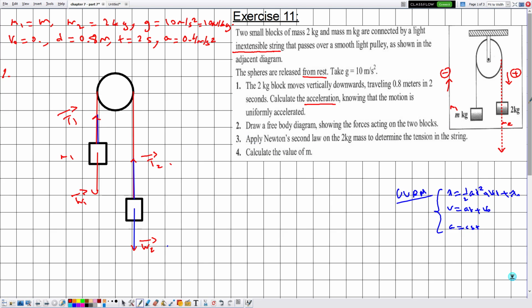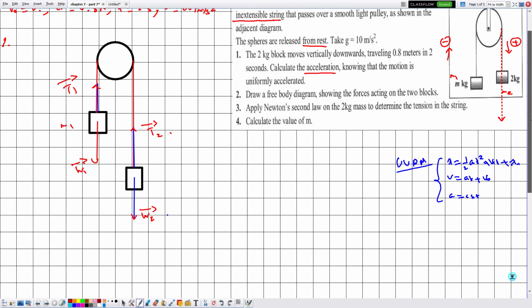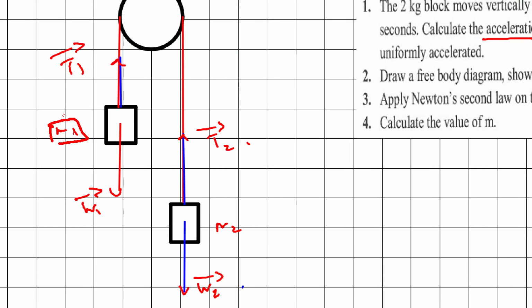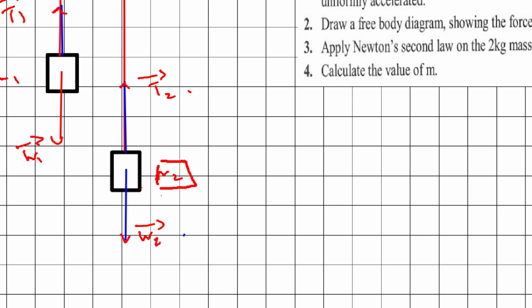Now they are telling me to apply Newton's second law to determine the tension in the string. In this case, because we know the acceleration of both, A, is equal to 0.4 meter per second square, we can apply Newton's second law for any of the blocks. But notice that we don't know the value of M1. So here we have two unknowns, T and M1. But in this case, we know the value of M2 and we know the acceleration, so we can determine the only unknown, which is T2.